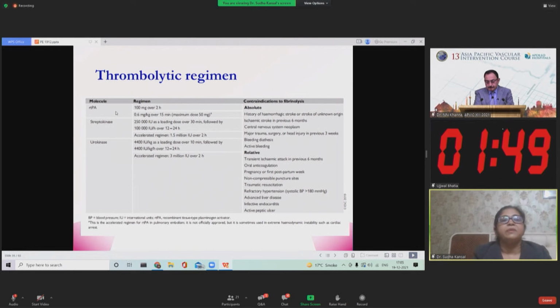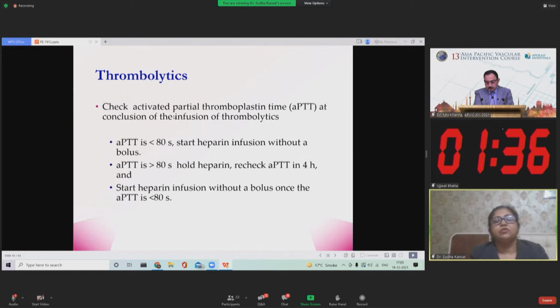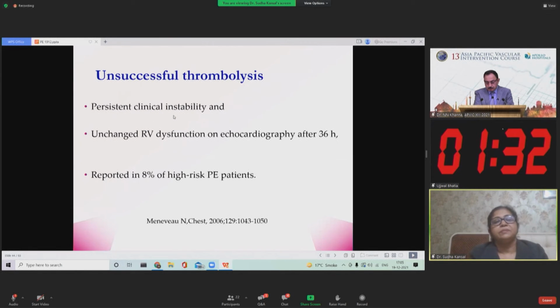And rtPA is the preferred drug. 100 milligrams is given over 2 hours. There's an off-label use of giving 0.6 milligram per kg over 15 minutes if the patient is in cardiac arrest. After this, it should be followed by heparin depending upon the PTT.